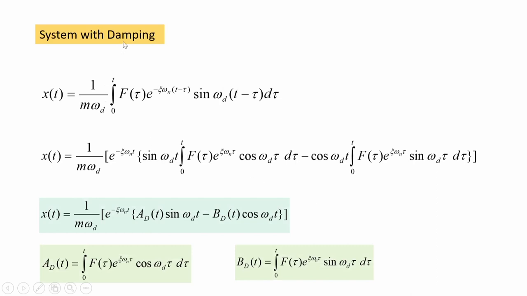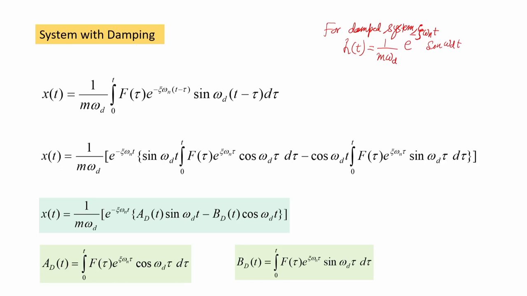Now let us consider the case where the damping is introduced. For the damped system, as we have shown earlier, the only difference will be in the impulse response function. So the impulse response function for the damped system will be 1 by m omega d into e to the power minus xi omega n t, where xi is the damping ratio and omega n is the undamped natural frequency, into sin omega d t. Here it is a minus sign, so minus xi omega n t is a decaying factor.